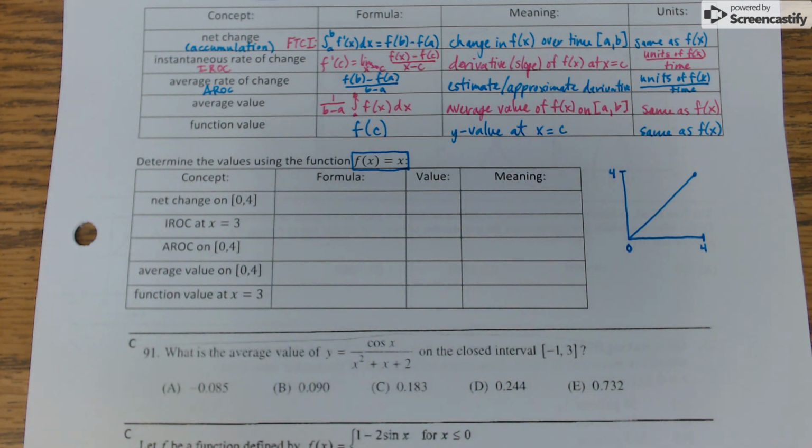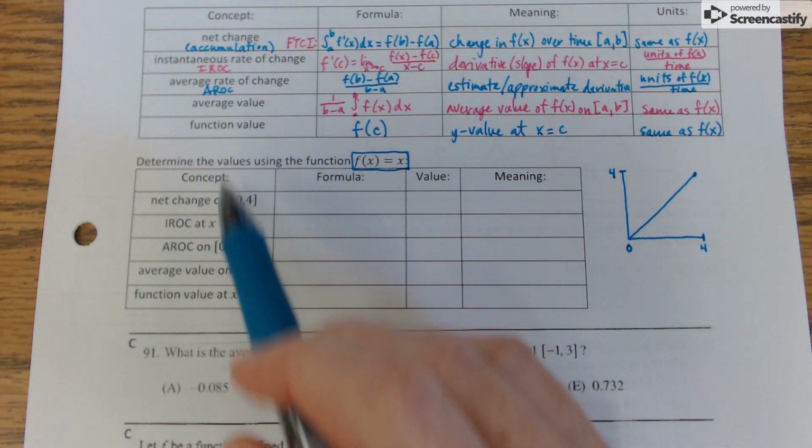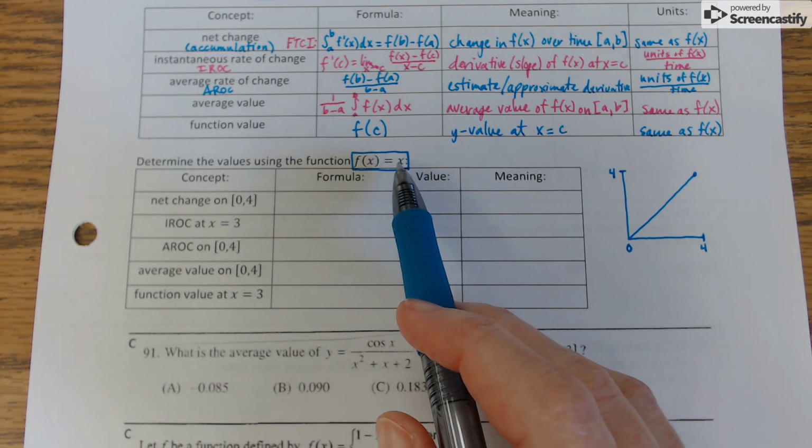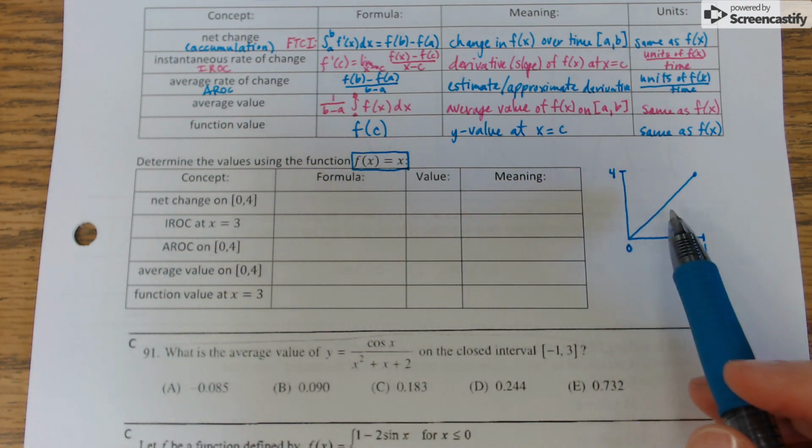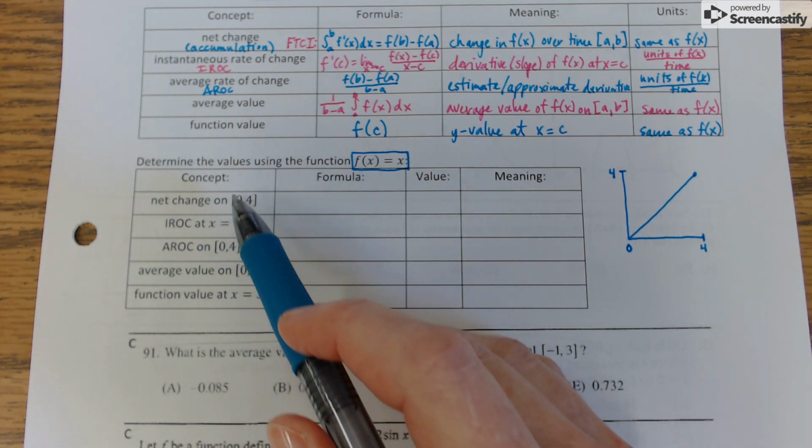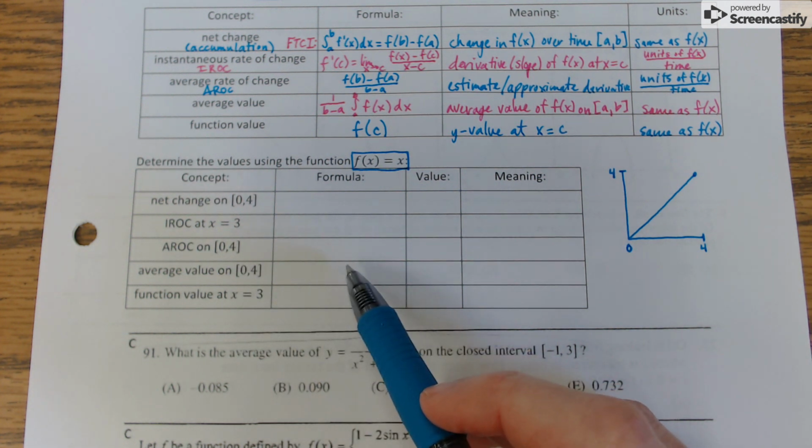What I'd like to do in this next table is actually look at those concepts again, but use a very simple example to illustrate so you can visualize and start to sort out the differences between these concepts and also to apply the formulas.